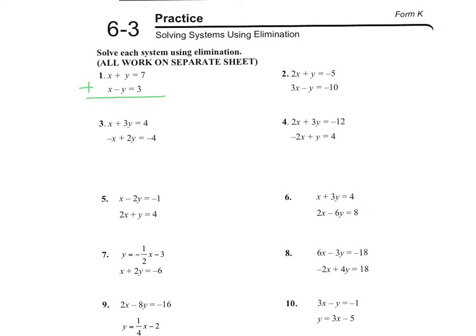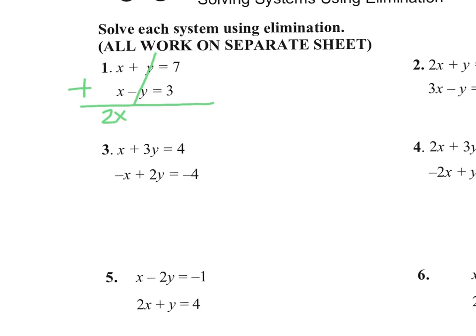I'm going to add them together just as they are because that's going to make my y go away because it'll be 0y. And I will be left with 2x equals, remember we're adding, so 7 plus 3 is 10. And then we're going to divide by 2, so x is going to be 5.